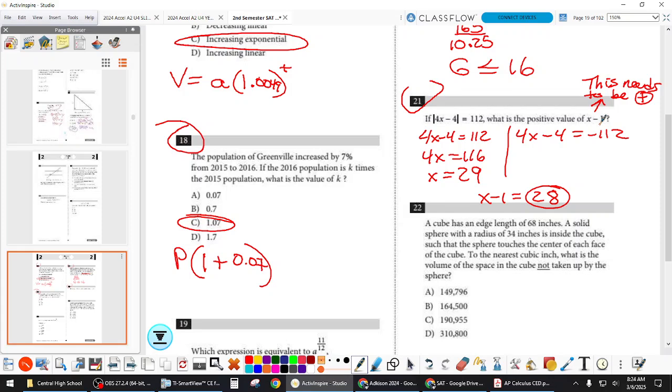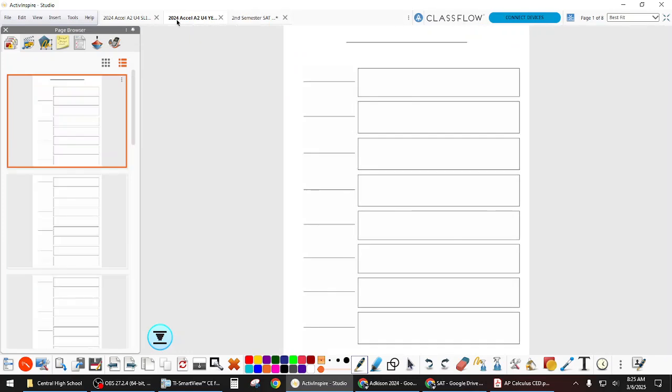How'd those go? Out of 4, how many did you get? Legit, not just guess. Okay. All right. Well, let's title your note packet and talk about this next unit.